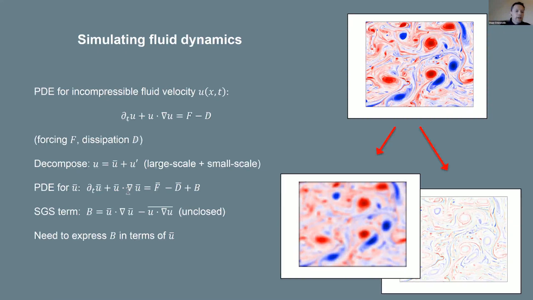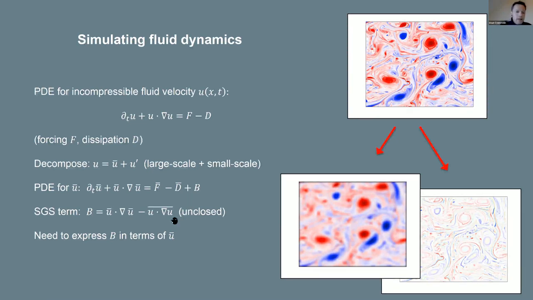Now in terms of U bar instead of U, there's forcing and dissipation, which also needs to be coarse-grained or projected onto large scale patterns. So that's all pretty much the same, but there's this new term B, which is causing all kinds of trouble. And that's what's often referred to as the subgrid scale stress term.